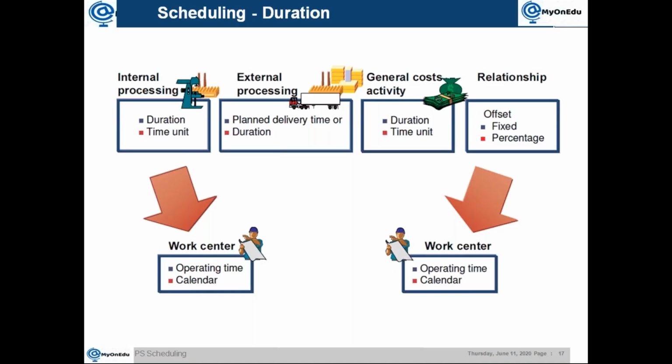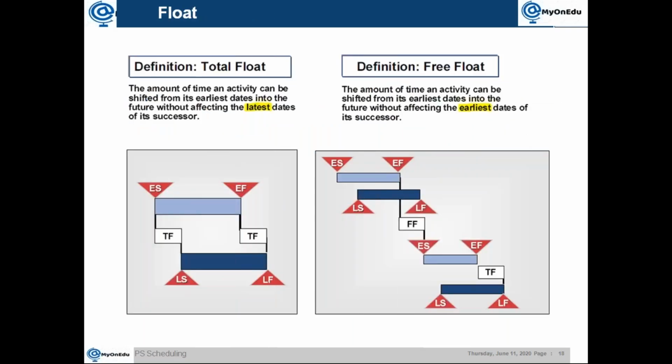Then we have general cost activity. If you are using it, this is also considered the duration and time unit. Then similarly, the relationship also, you can assign a work center and decide the operating time, because in the relationship there is a functionality, we call it fixed or offsetting to a certain percentage. You want to offset this relationship because there is a concept lead lag. I will come to that one later. So there is an option you can assign a work center to the relationship, then that work center can decide what the durations are for that. And this is what we are talking about.